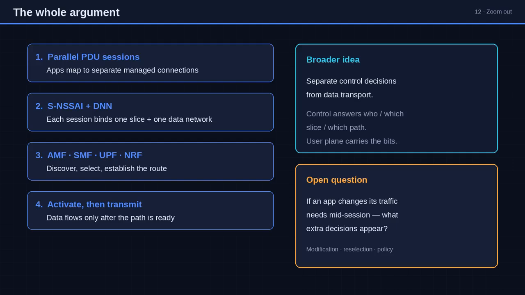The AMF receives the session management request and discovers a suitable SMF, often with help from the NRF. The SMF selects the UPF and drives establishment. Slice identity is shared with the access network and with policy and charging so enforcement matches the request. Only after activation does user data flow. Broader idea, this is a clean separation between control decisions and data transport. The control plane answers who, which slice, and which path. The user plane carries the bits once those answers exist.